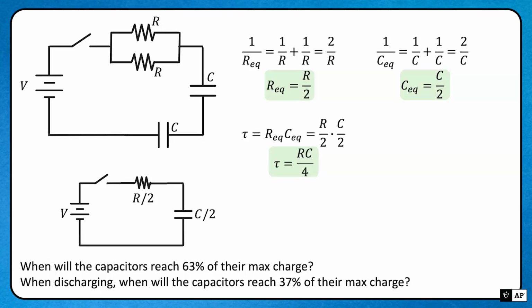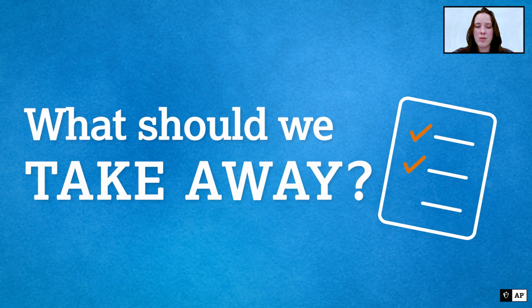So that is also the time I'm going to reach 63% of my max charge. And if I'm discharging, I'm losing 63% of my max charge in that time, RC over 4. So when I'm discharging, I'm going to reach 37% of my max charge when I've lost 63% at RC over 4. So what should we take away from this?